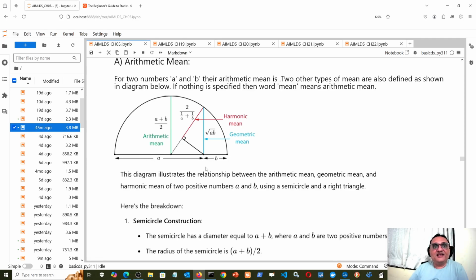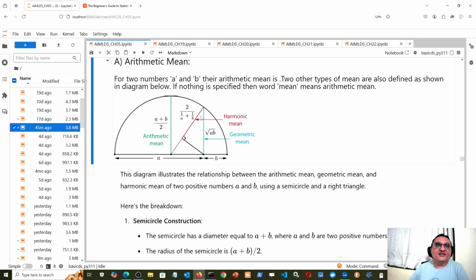So obviously A is greater than B, so that line segment has the major part A and the smaller part is B. But we will do A plus B, and that entire thing we treat as a diameter, and we draw a semicircle. Once that semicircle is drawn, we join the center of the semicircle. The center will be at (A plus B) by 2, because that is the arithmetic mean. So the arithmetic mean is the center of the semicircle.